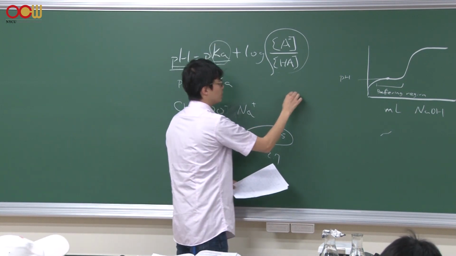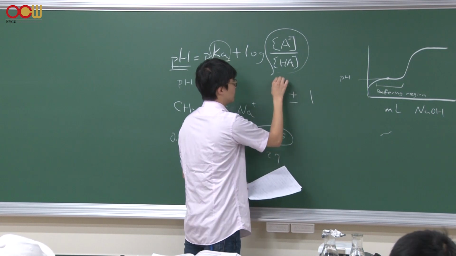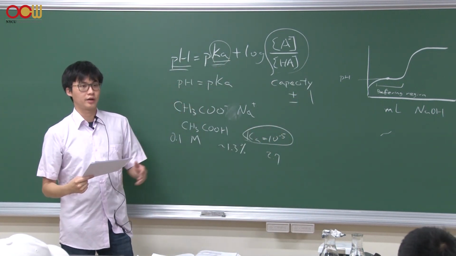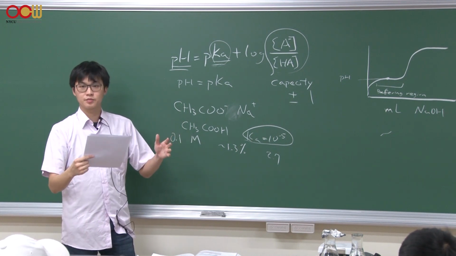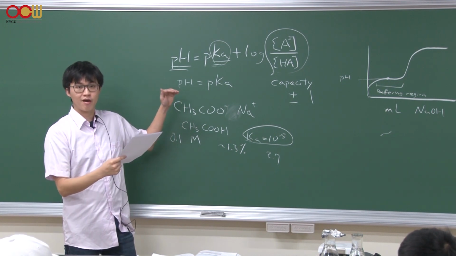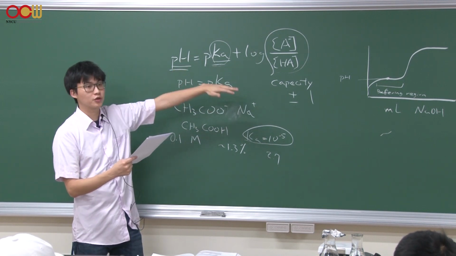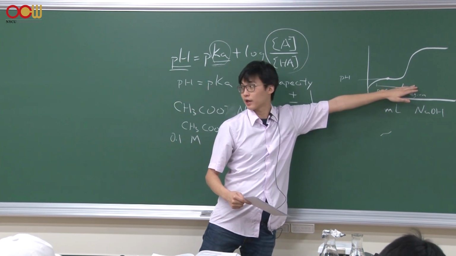And then generally the capacity is about 1. Okay, so within plus or minus 1, it can retain the pH at the desired value. Once you go above or below, when you have too much base, you will get a titration curve like this.